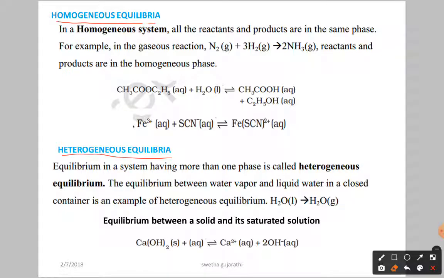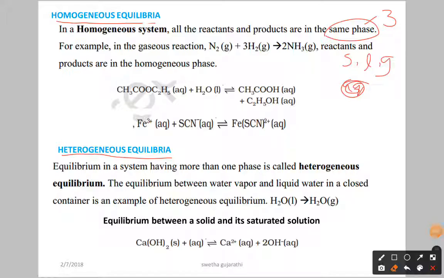In a homogeneous system, all the reactants and products are in the same phase. Same phase means all solid, or all liquid. As you know very well, we have three states of matter: solid, liquid, and gas. And we also have the aqueous state, which I will discuss later.